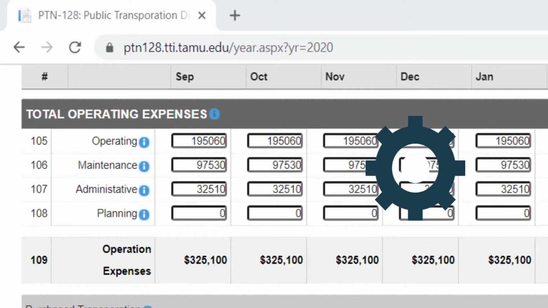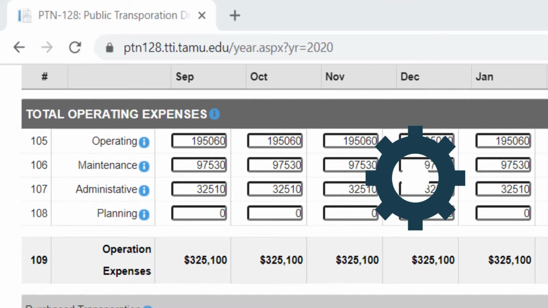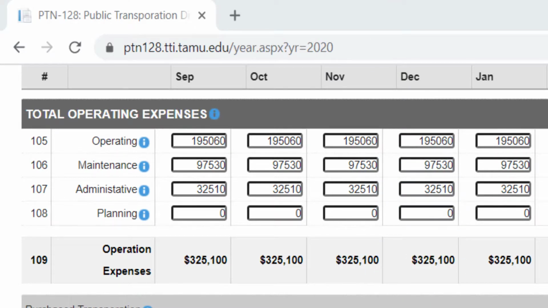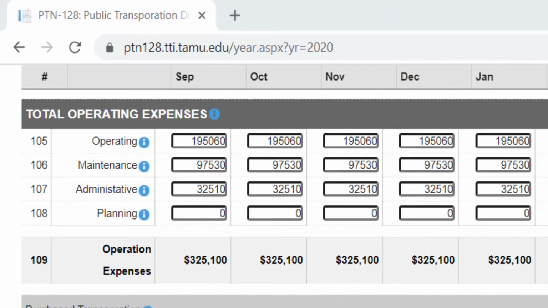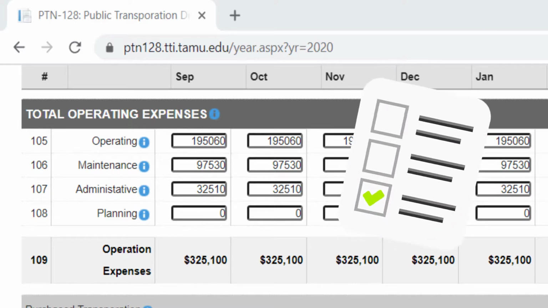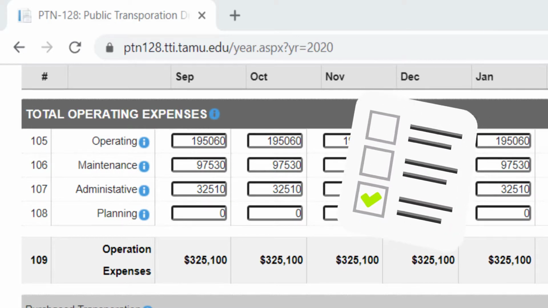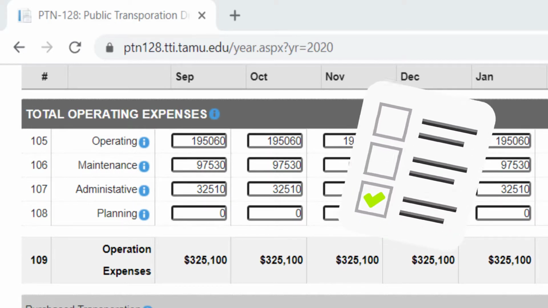Maintenance expenses include preventative maintenance and vehicle repairs. Administrative expenses include those related to finance, marketing, and other general activities. Planning expenses include planning efforts as well as mobility management related expenses.